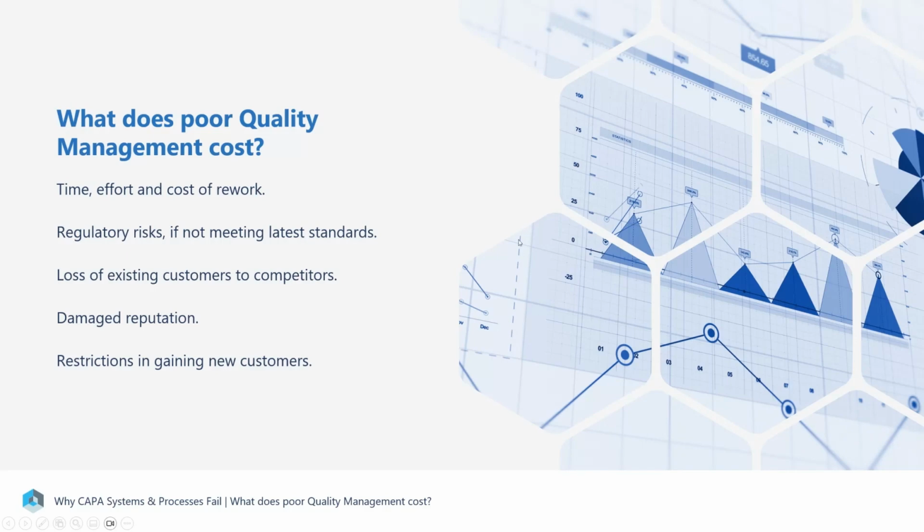So if we do have poor quality management in an organization, obviously it's going to cause a cost. There's time and effort that will go into rework. This could be recreating documents. This could be recreating products. If these products get sent out to market, there could be an issue that you need to recall those products, that can lead to damaged reputation, can lead to loss of money.